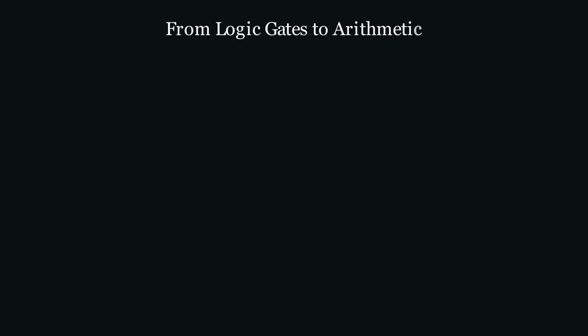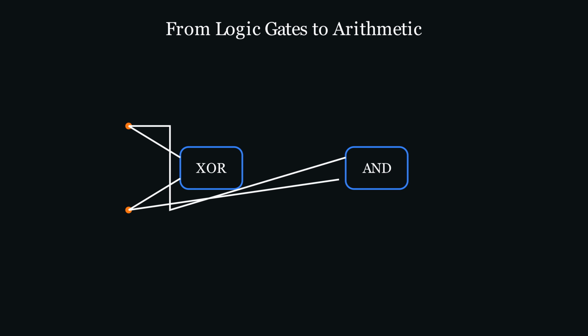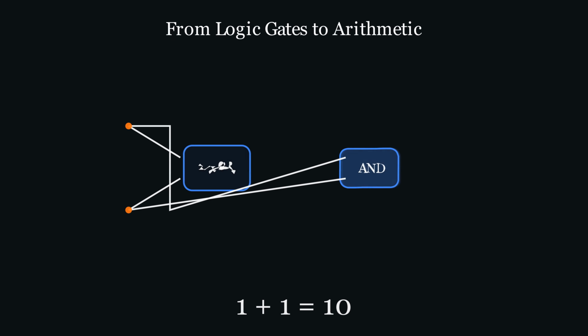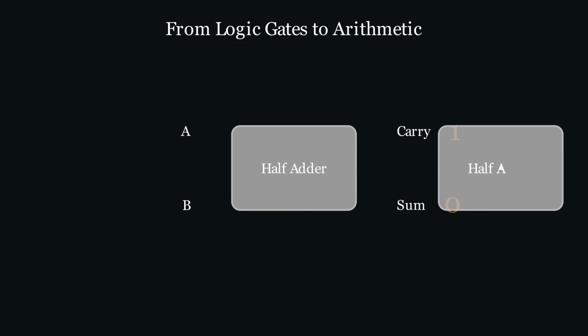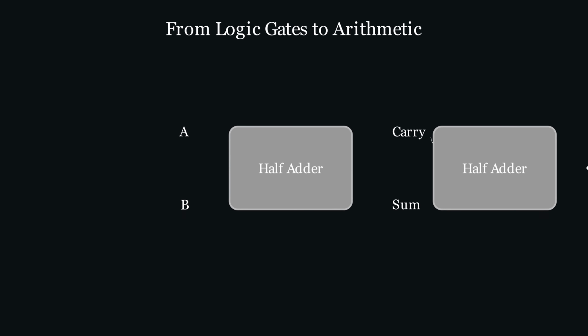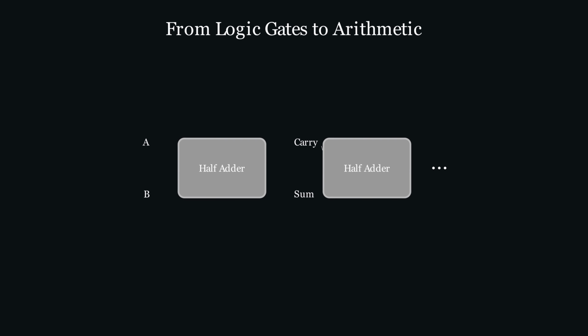Logic gates don't just represent true and false. Wire them together correctly, and they can add numbers. A circuit called a half adder takes 2 bits and outputs their sum, plus a carry bit for when the result overflows. Chain several together, and you can add numbers of any size. This is the moment abstract logic becomes math. Every calculation your computer ever performs traces back to gates like this one.